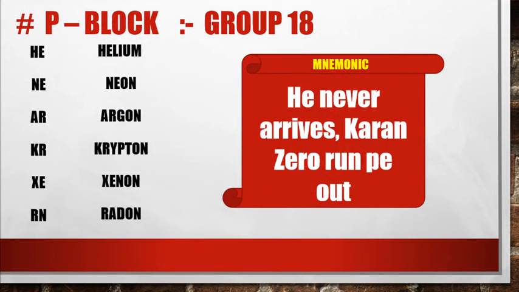Now we will talk about group 18 which belongs to P block and is also called non-reactive gases. It contains helium, neon, argon, krypton, xenon, radon, and we can learn them by He Never Arrives, Karan Zero Run Payout. He stands for helium, Never stands for neon, Arrive stands for argon, Karan stands for krypton, Zero stands for xenon, Run stands for radon, Payout stands for nothing.